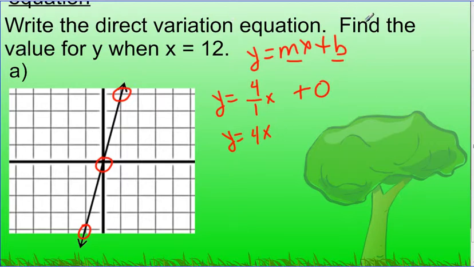The second part of the problem says find the value for y when x is 12. So if x is 12, what is y? Well, that's just a simple little bit of math. We take 4 times 12 and we get y equals 48. So if we go over here to 12 in the x value, 1, 2, 3, 4, 5, 6, 7, 8, 9, 10, 11, 12, the y value up there would be like 48. Really big number.